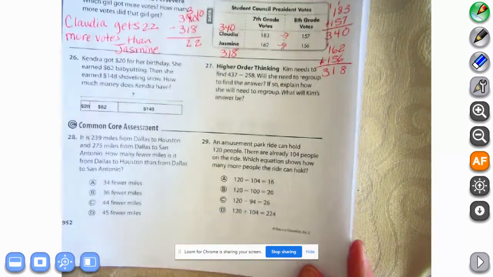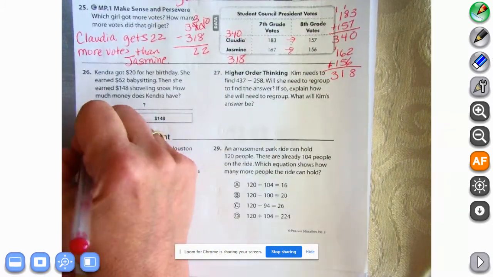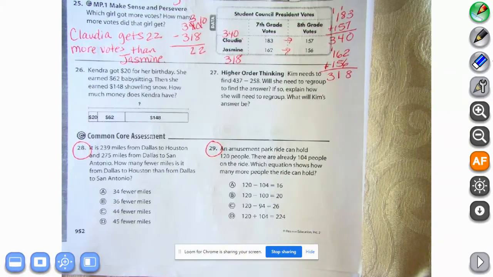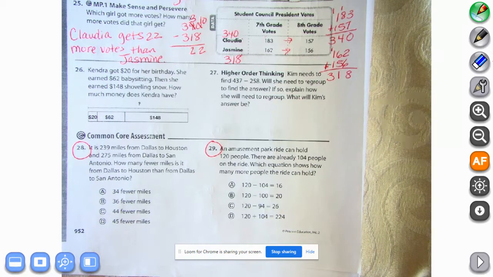Okay, we have 2 more to go. I'm going to have you do 28 and 29 on your own. All right, 26 says, Kendra got $20 for her birthday. She earned $62 babysitting, and then she earned $148 shoveling snow. How much money does Kendra have?